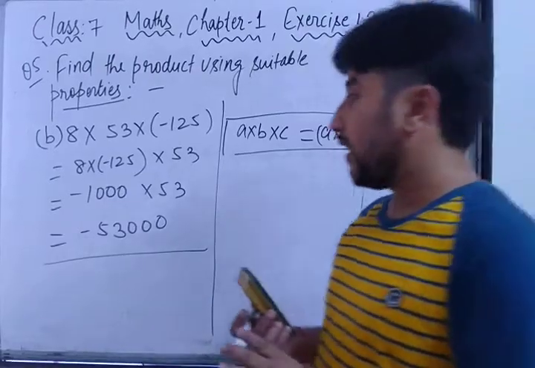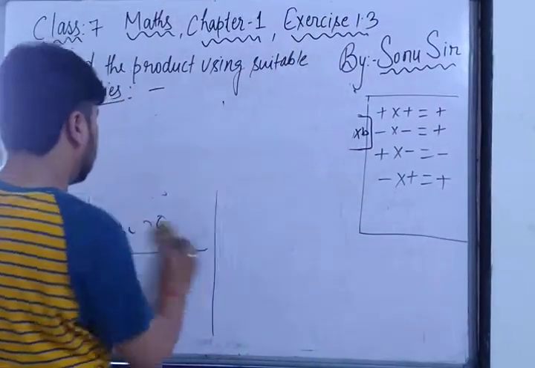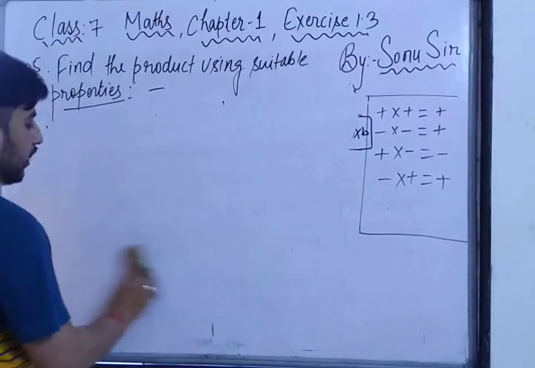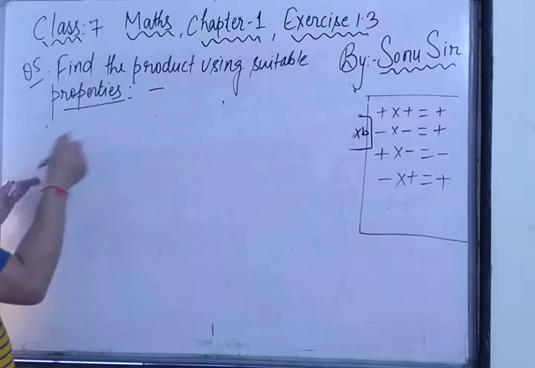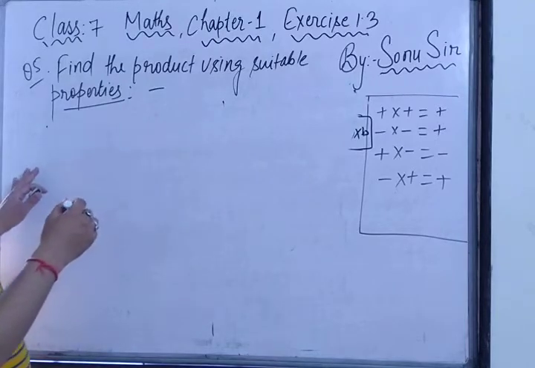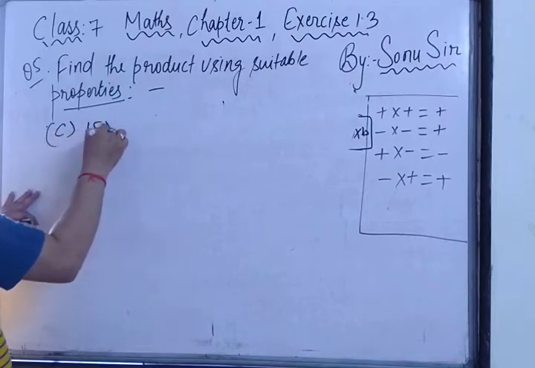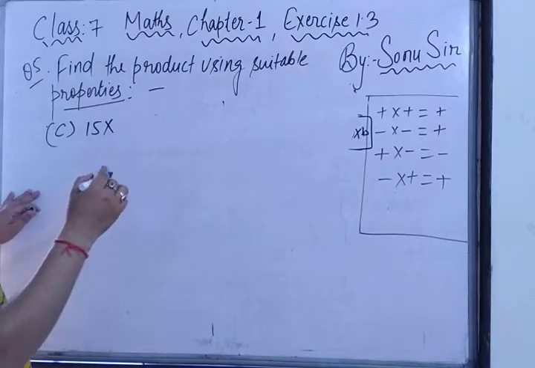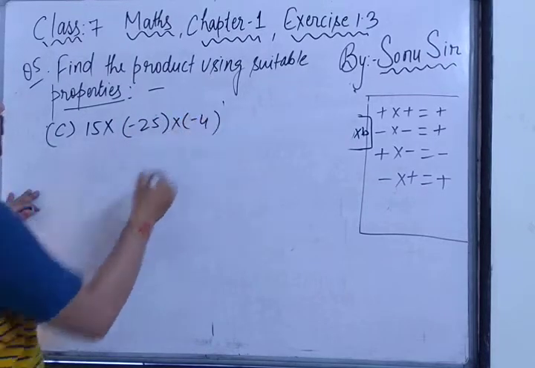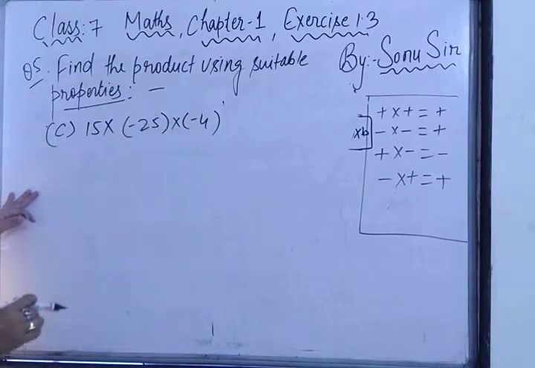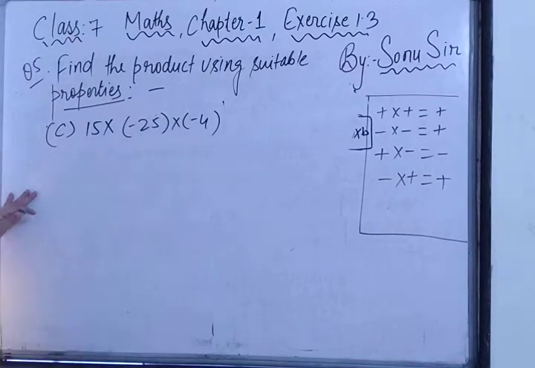Okay. Now let me give you some questions: C, D, E, F, G, H. You have to solve these questions. Question number C is 15 into minus 25 into minus 4. Can you solve? 25 into 4 is 100, minus minus plus. So 15 into 100 is equal to 1500.